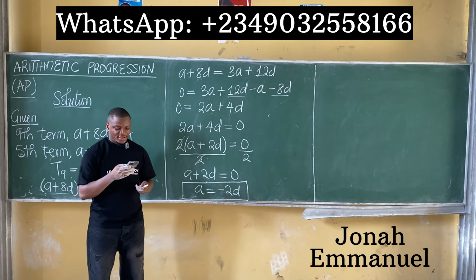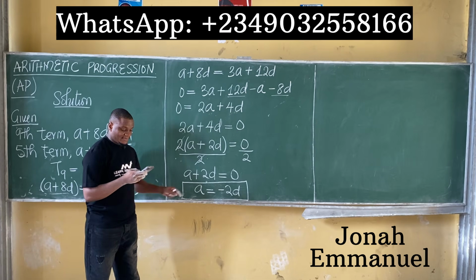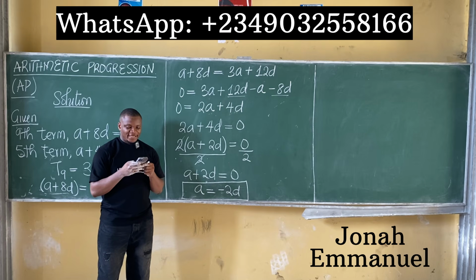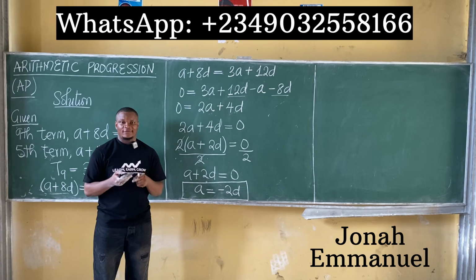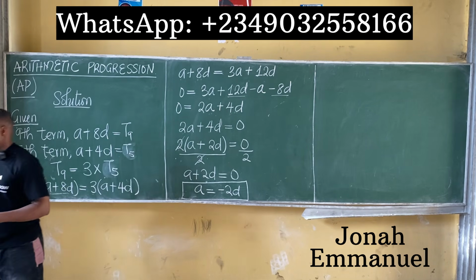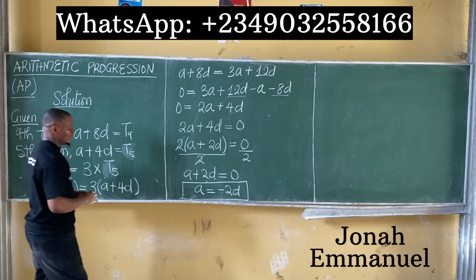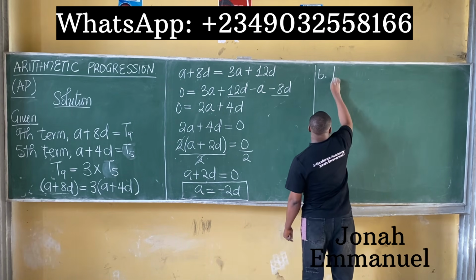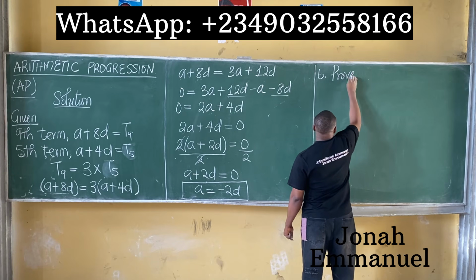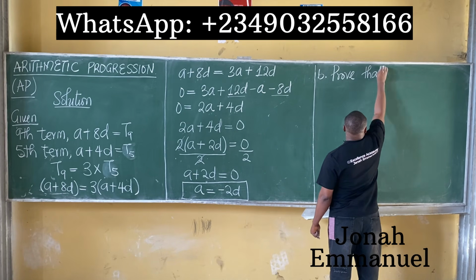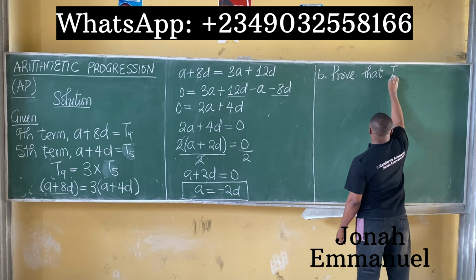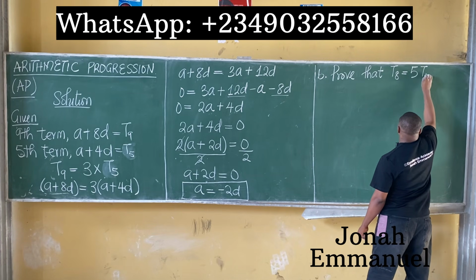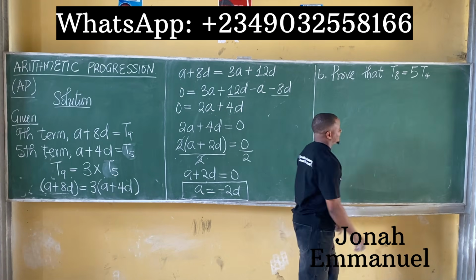The second part of the question here, we've done the first part, that's A. Second part, B, says prove that the eighth term is 5 times the fourth term. We should prove that the eighth term T8 is equal to 5 times the fourth term T4. That's the task for B.